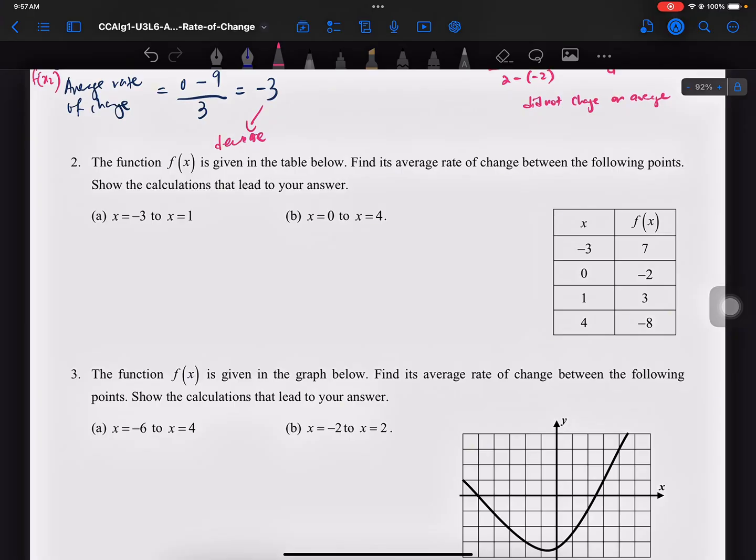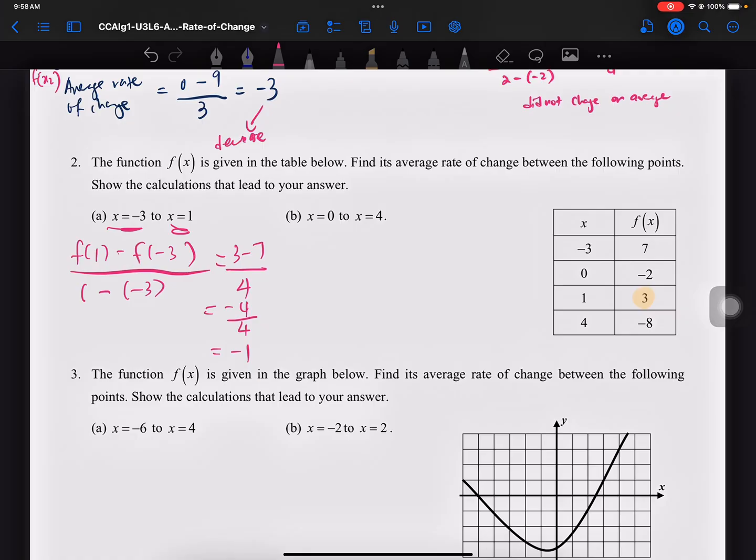So we go to number 2 next. Question 2 gives a table and asks us to find the average rate of change between the following points. If you see negative 3 to 1: f(1) minus f(-3) over 1 minus negative 3. f(1), the output, is 3. So we put in 3 minus 7 over 4.